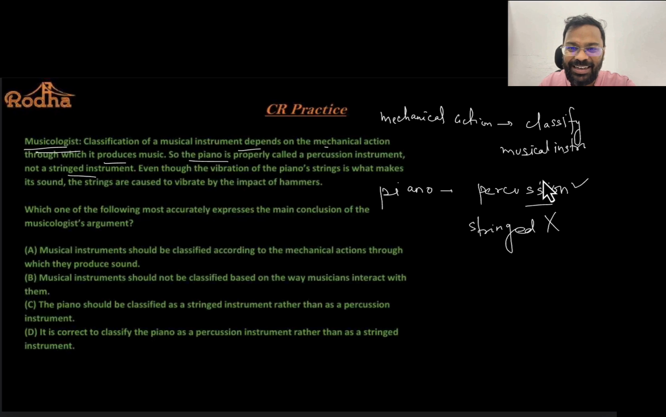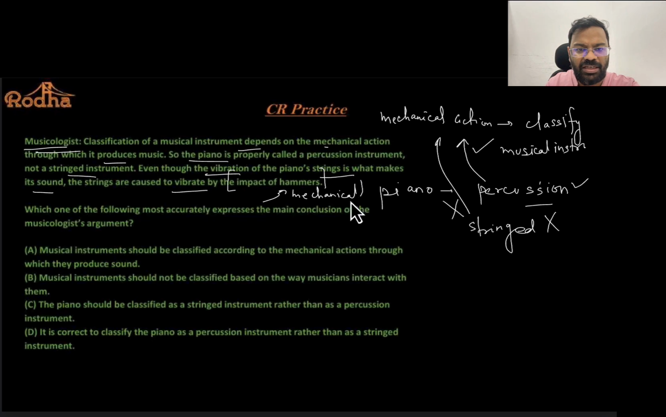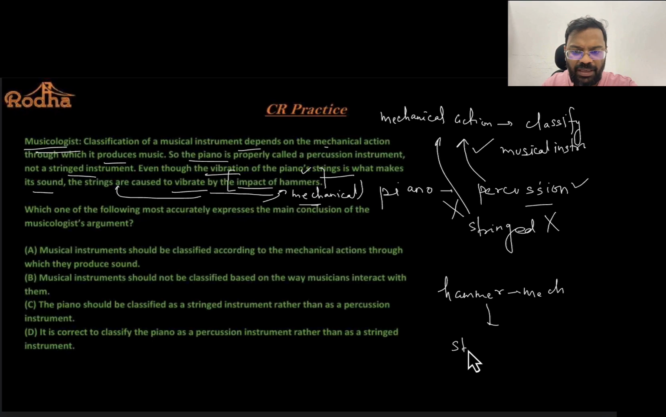That means the percussion is related more to mechanical action and the string not as much. Even though the vibrations of the piano string is what makes it sound, the strings are caused to vibrate by the impact of hammer. So what we are probably assuming is the impact of hammer is a mechanical action, and because the mechanical action is creating the string, we are actually going to the root cause of the music here, which is impact of hammers. So hammer is mechanical and this is kind of instigating the string, but we are focused on the hammer here.